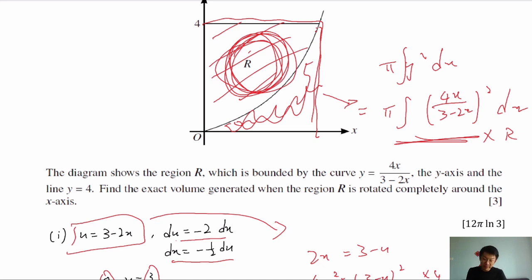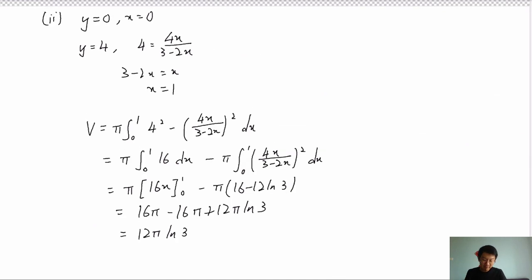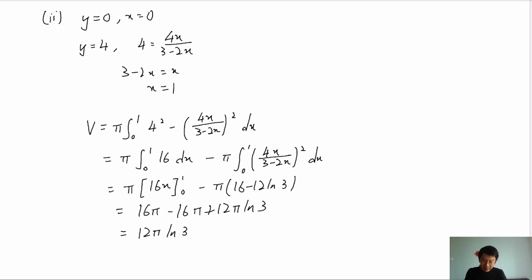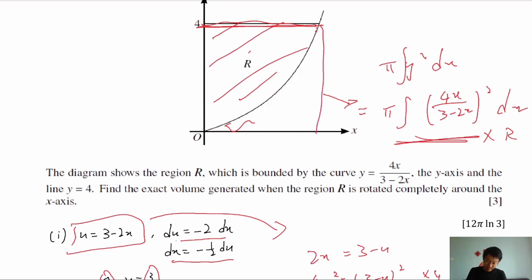Okay, so what we need to do is find the area, or sorry, rather the volume for the 4 minus off the volume for this. Okay, so from there, we want to know what is this value here. So this value is a 1. How do we do that? Because we know here the y is equal to 4, we just have to substitute 4 here, and we can solve for the x. Okay, so the x is a 1.